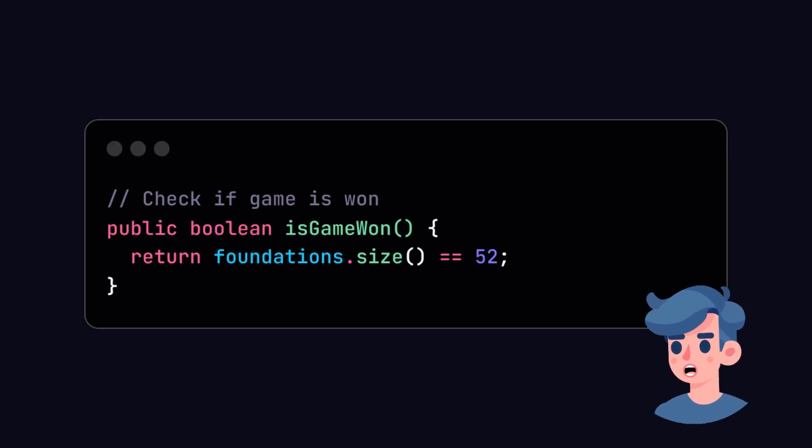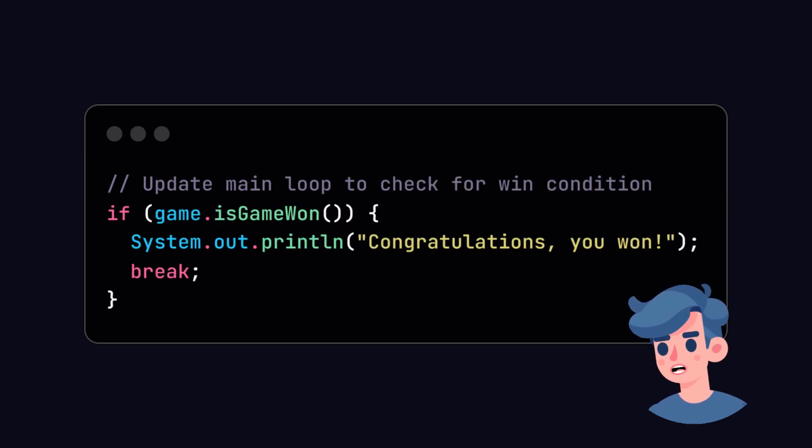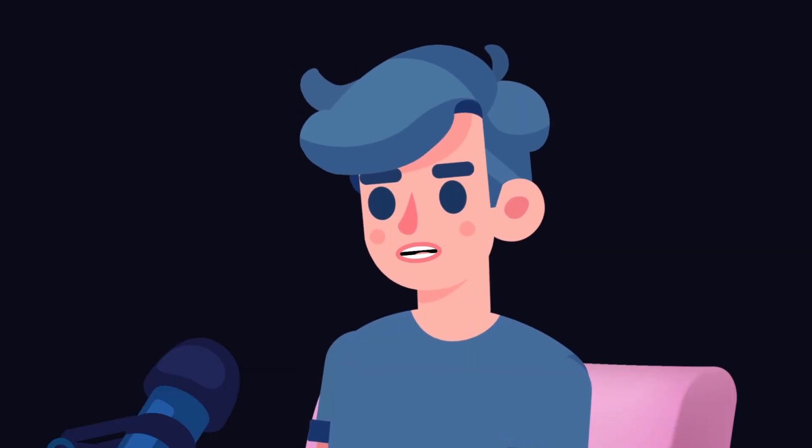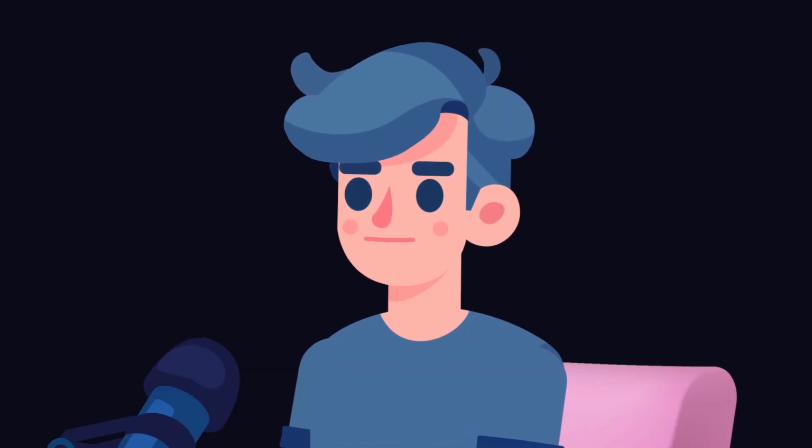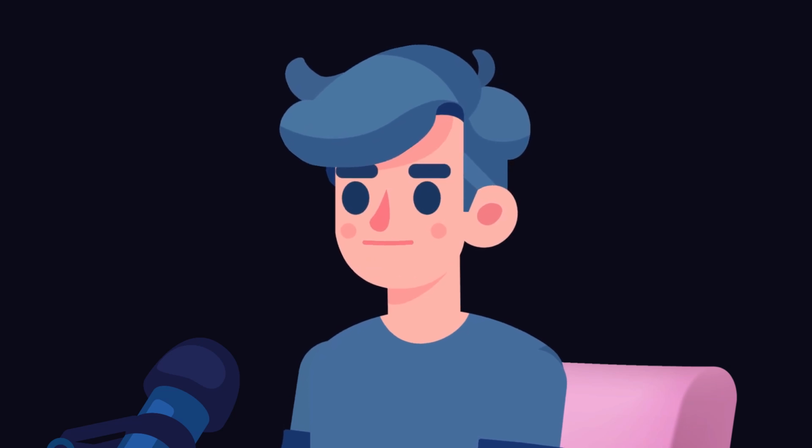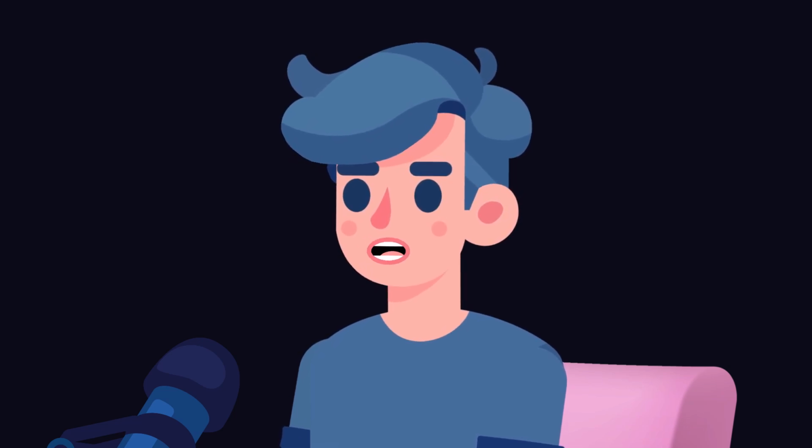As we approach the completion of our game, let's integrate a simple scoring or win condition. For instance, we can check if all foundations are filled to declare victory. We can then implement a check in our main game loop to see if the game is won after each move and print a corresponding message. With these enhancements to the game's logic and structure, we have a playable version of Solitaire. However, we can always add more features later.